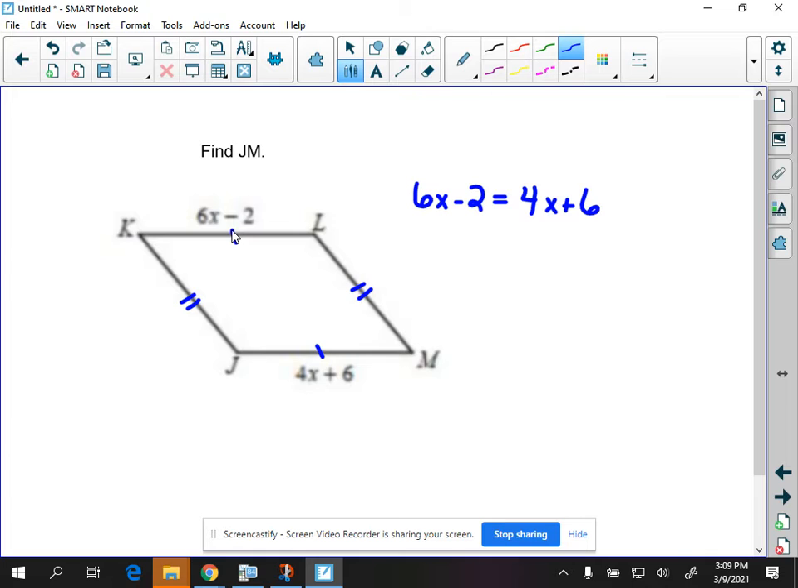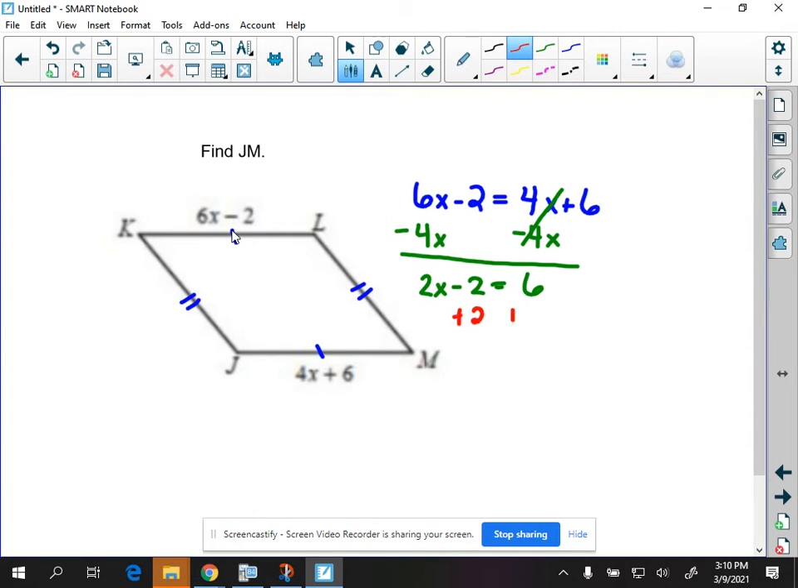So the first thing I'm going to do to solve for x is subtract 4x from both sides of the equation. When I do that, I get 2x minus 2. The 4x's cancel, and I drop down a 6. My next step will be to get the x by itself, so I'm going to add 2 to both sides of the equation. I'll drop down my 2x. These 2's are going to cancel. 6 plus 2 gives me 8.